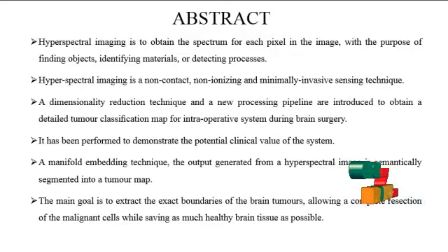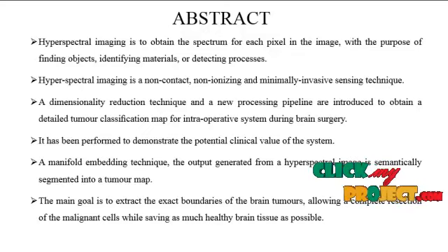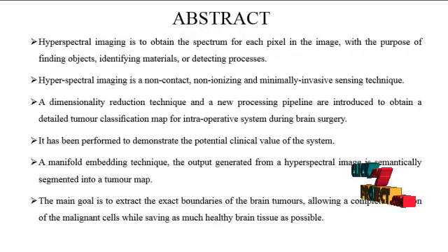Now we introduce the new technique. This is called Manifold Embedding. These outputs are generated, and the hyperspectral image is semantically segmented into a tumor map. Using this technique, we can extract the exact boundaries of the brain tumors, allowing a complete resection of malignant cells while saving as much healthy brain tissue as possible.